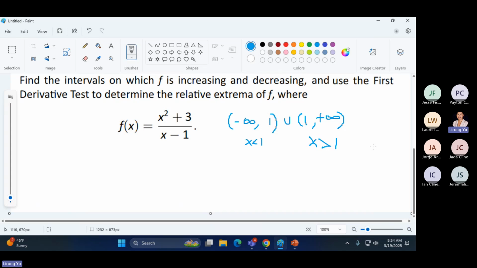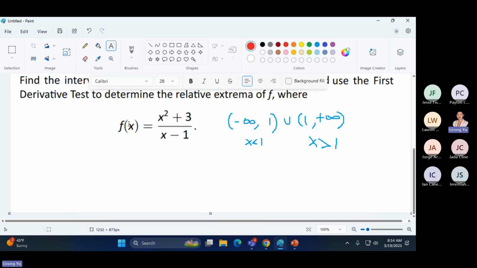So not only do we want to find increasing and decreasing, we also want to find whether we have a relative minimum or a relative maximum. All right, we're going to follow the steps that we were talking about. Basically, those 3 steps. Step 1, we're going to try to determine critical points.